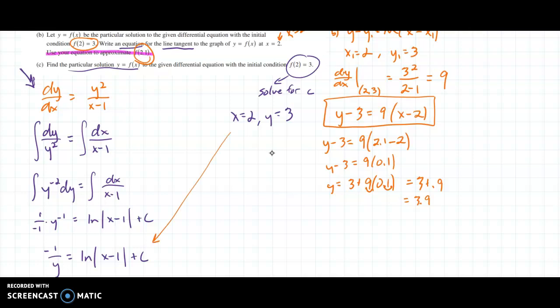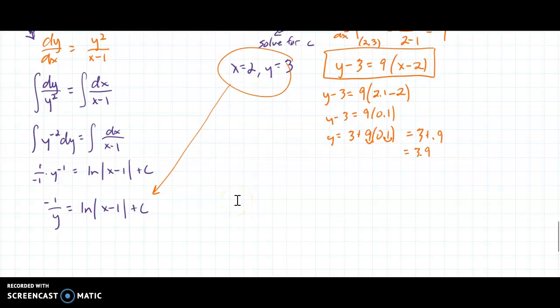Well, look, the x equals 2 here gives me something that has the ln of 1. And you should know that the ln of 1 is something that we can figure out. So we're going to go ahead and do our initial conditions here. So I'm going to take these guys, and I'll do my work on the side over here. Negative 1 over 3, because y is 3, is equal to ln absolute value of 2 minus 1 plus a constant. So that gives me negative 1/3 equals ln of, 2 minus 1 is 1, so it's already positive, so I don't need to make it positive again. Ln of 1 plus c.